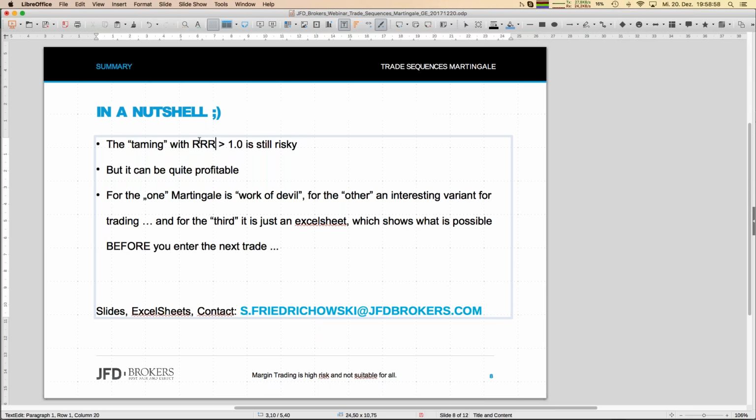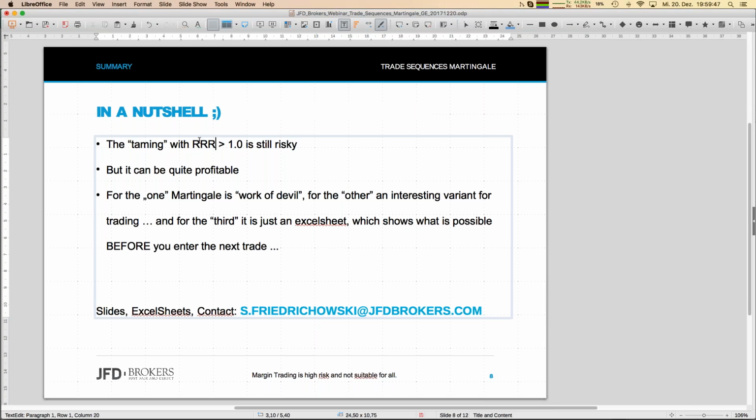And now it comes to that final sentence, because it offers three ways of thinking finally about that kind of martingale approaches. Still, you can think that martingale is always the work of the devil, and you don't put your fingers on that. That's one possibility. The other one is you may think it can be an interesting variant for my own trading activities, but you have to know what you do. And just always doubling your risk for the next one if you have a loser is definitely not the right choice.